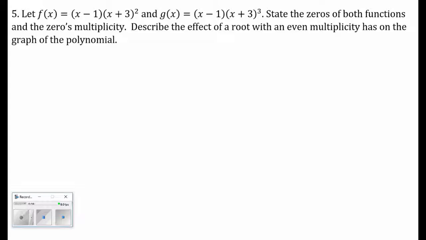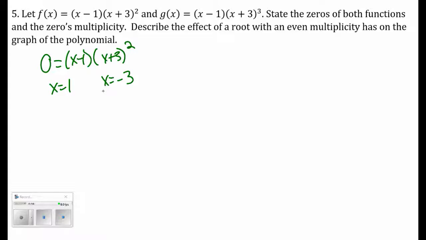Number 5, let f of x be x minus 1 times x plus 3 squared, and g of x be x minus 1 times x plus 3 cubed. State the zeros of both functions and their zeros' multiplicity. Describe the effect a root with an even multiplicity has on the graph of the polynomial. So first let's find the zeros and say, when does f of x equal 0? Well, that's when x minus 1 times x plus 3 squared is equal to 0. Using the zero product property, we get x equals 1 and x equals negative 3.